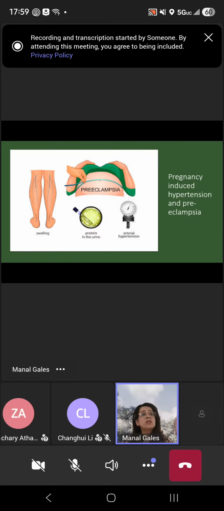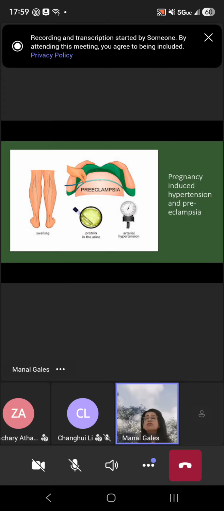Before 20 weeks gestation, if she has high blood pressure, this is chronic hypertension. After 20 weeks gestation, if she has high blood pressure, this is pregnancy-induced hypertension. As simple as this. Look how many weeks gestation she is. If she's less than 20 weeks, this is chronic hypertension. She might have had this before pregnancy. If she's after 20 weeks gestation, this is pregnancy-induced.